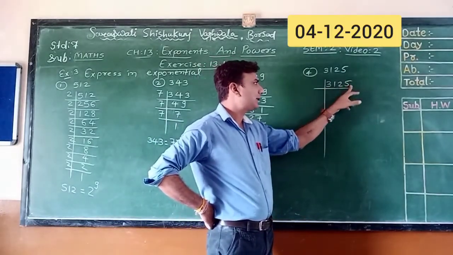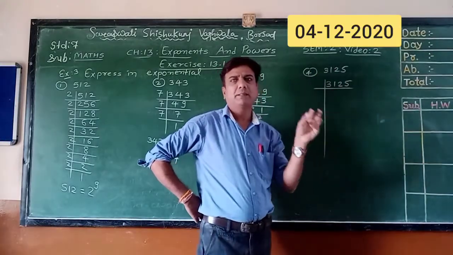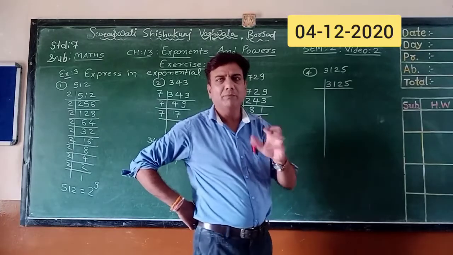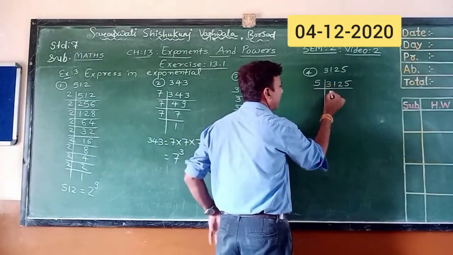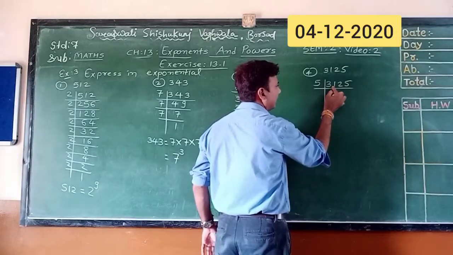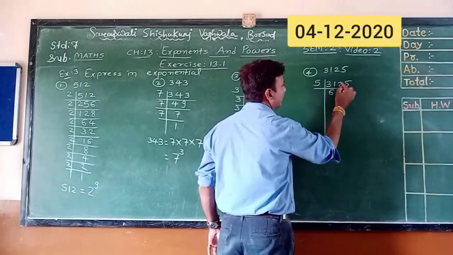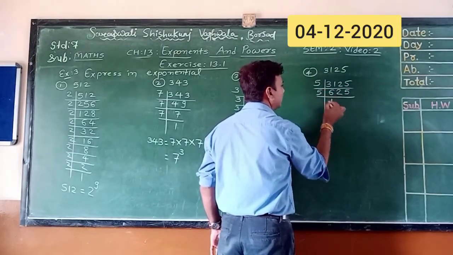The last unit place digit is 5. If the last unit place digit is 0 or 5, then that number is divisible by 5. So here we start dividing by 5. 5 sixes are 30, 1 remains, 12. 5 twos are 10, 2 remains, 25. 5 fives are 25. 5 ones are 5.